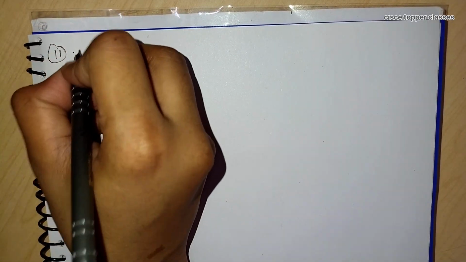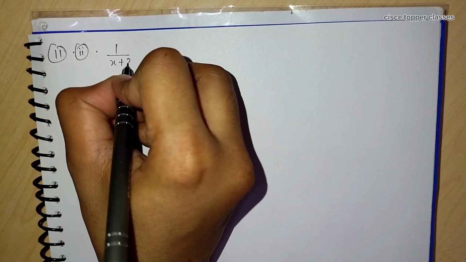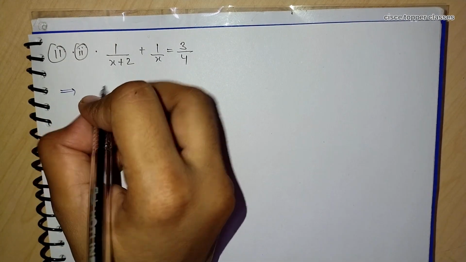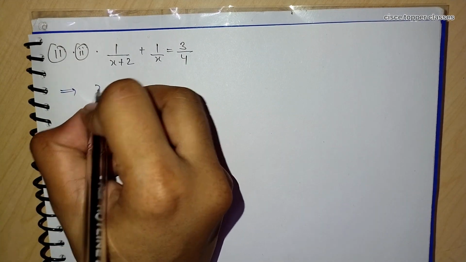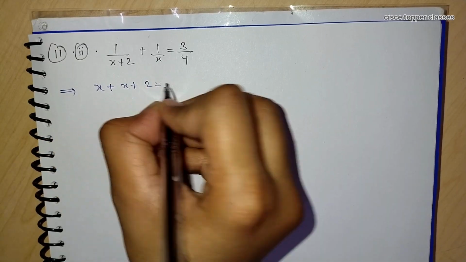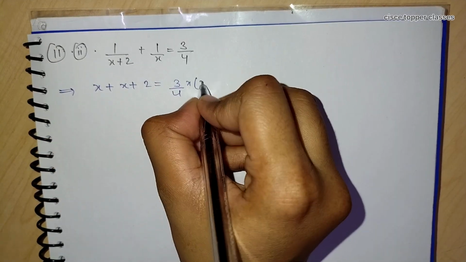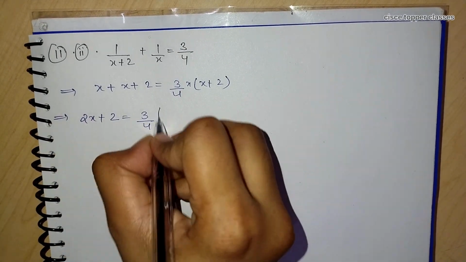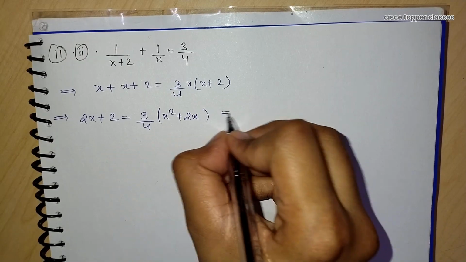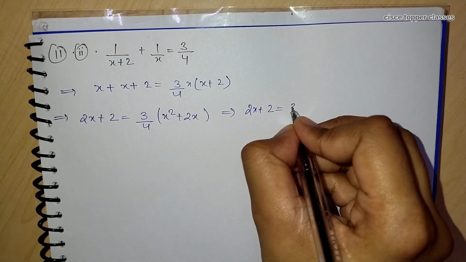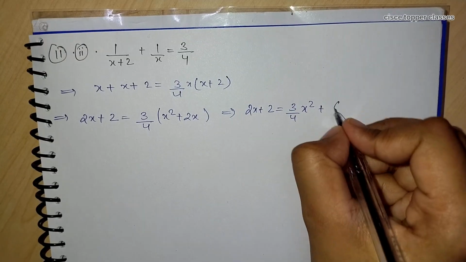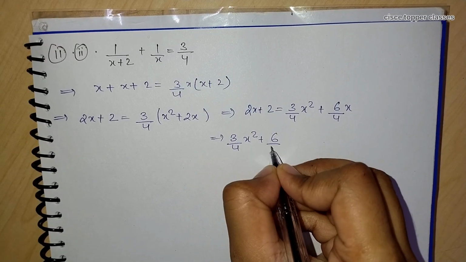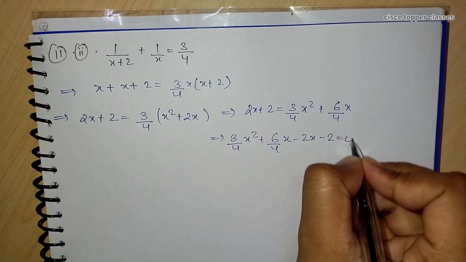Now let us solve 11 second part, which is 1 by (x plus 2) plus 1 by x equal to 3 by 4. So simply we can write as, taking LCM, (x plus 2 plus x) equal to 3 by 4 x into (x plus 2). So here we can write as 2x plus 2 equal to 3 by 4 x square plus 2x. So 2x plus 2 is equal to 3 by 4 x square plus 6 by 4 x, and here it is 3 by 4 x square plus 6 by 4 x minus 2x minus 2 equal to 0.